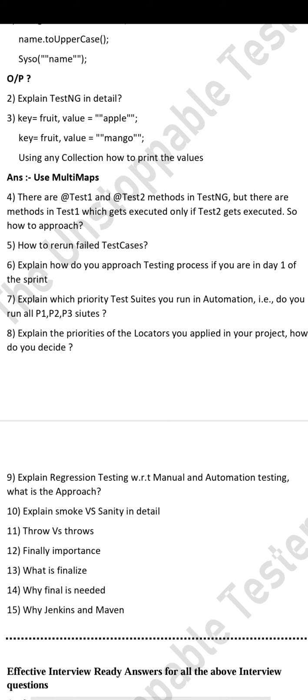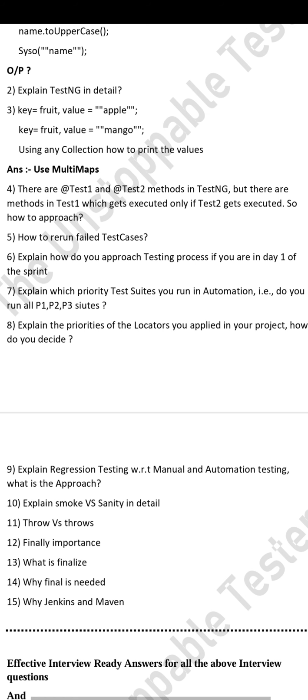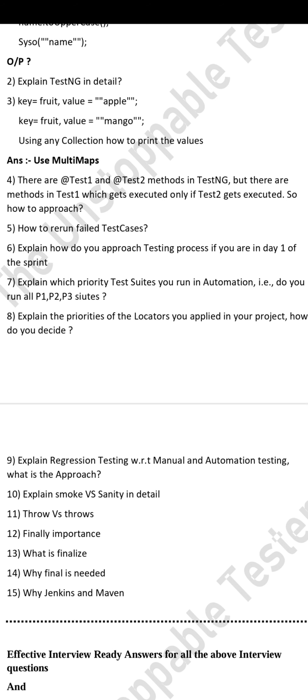And the fourth question goes like: there are test 1 and test 2 methods in TestNG, but test 1 should get executed only if test 2 gets executed. Okay, so how to approach this? This is one of the questions. And the fifth question goes like: how to rerun failed test cases.